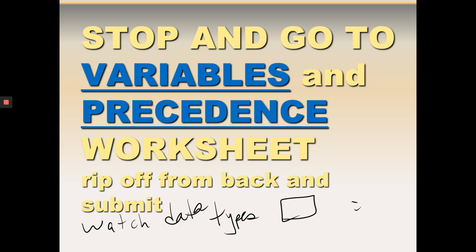And so now we're going to stop, and you have a couple of worksheets to do. One is called variables, and one is called precedence. And we'll continue with more lessons later on in this chapter.